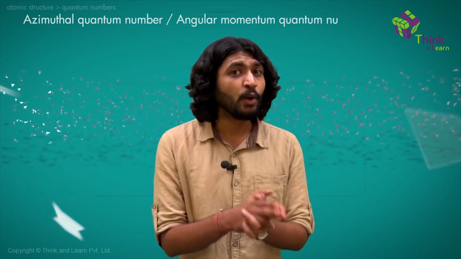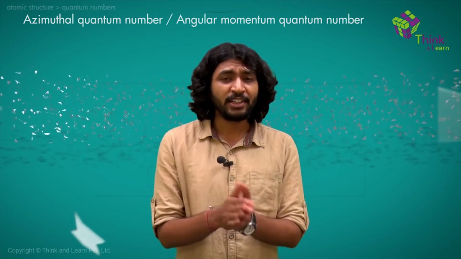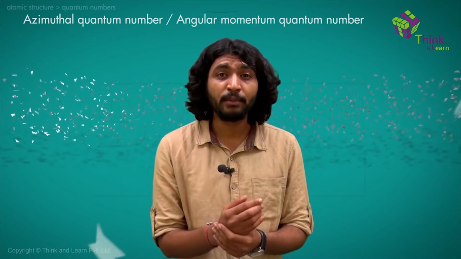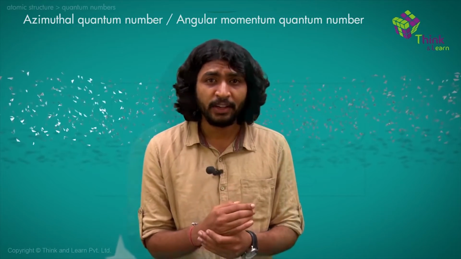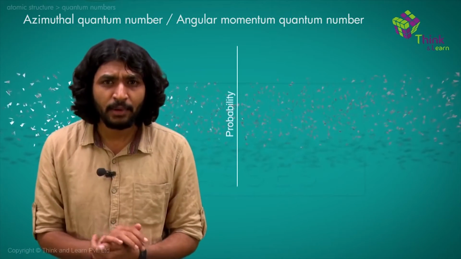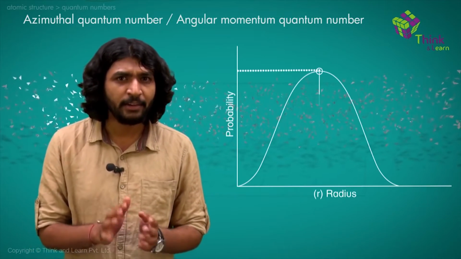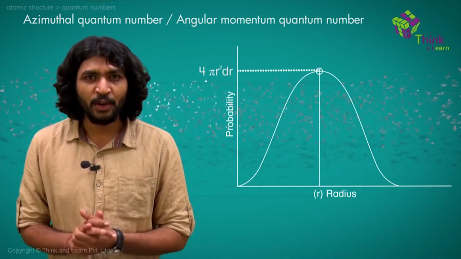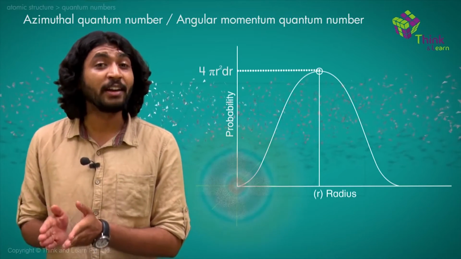The next quantum number we're going to discuss is called the azimuthal quantum number. Pretty complicated name, right? No, you can also call it the angular momentum quantum number. This came out from the angular momentum of the electrons around the nucleus. Now, when you look at the radial probability distribution graph and interpret that in 3 dimensions, what did we get? We got an orbital.